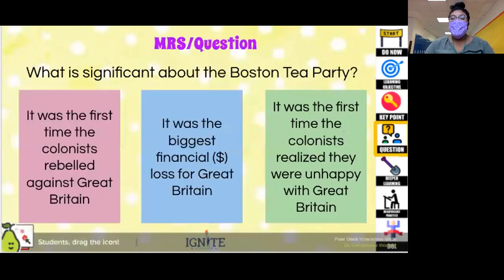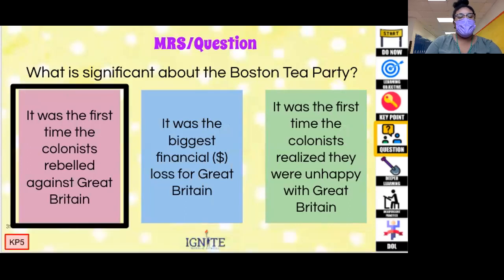First question, what is significant about the Boston Tea Party? It was the first time the colonists rebelled against Great Britain. It was the biggest financial loss for Great Britain. It was the first time the colonists realized they were unhappy with Great Britain. Go ahead and select your response. Okay, so the correct answer: it was the first time the colonists rebelled against Great Britain.